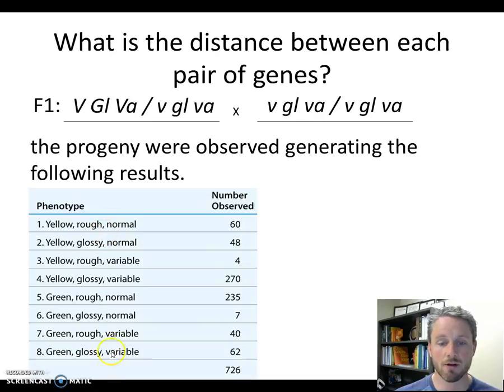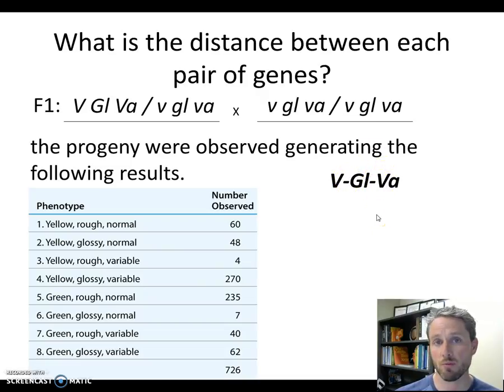And then we saw this outcome from the cross where the most common outcomes represented our parental allele combinations. And then we talked about using the least common outcomes to determine which gene was in the middle. We called those double crossovers. Okay. And so again, the last thing we want to do is use this data to figure out the distance between each gene pair. So again, we determined that the order of the genes was V, GL, VA.